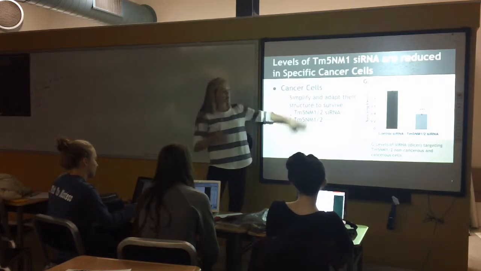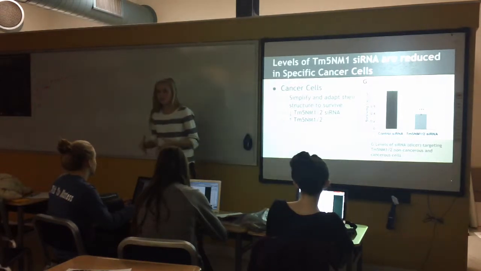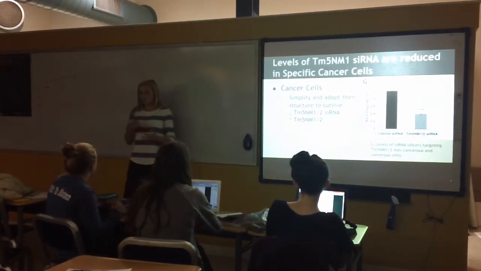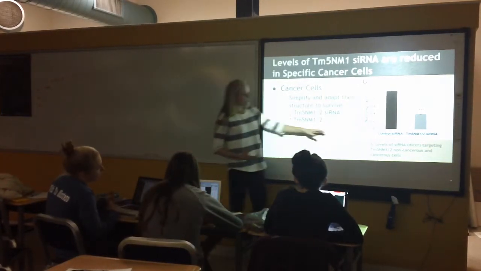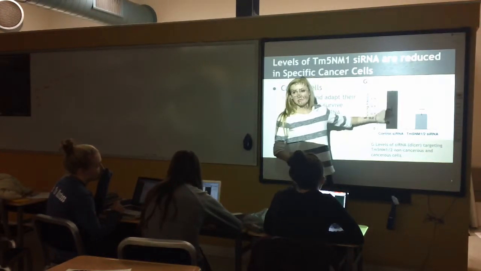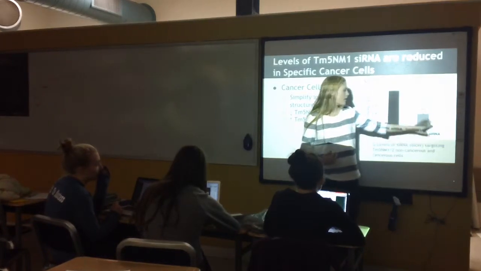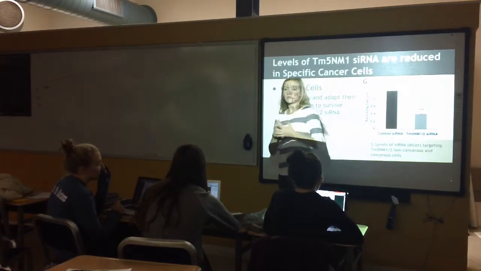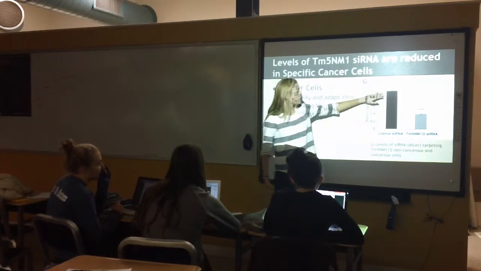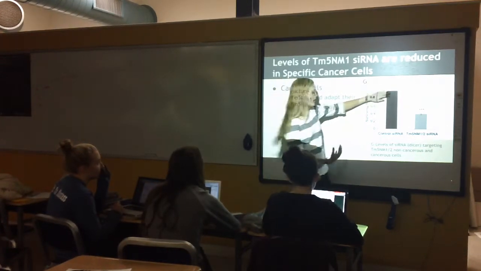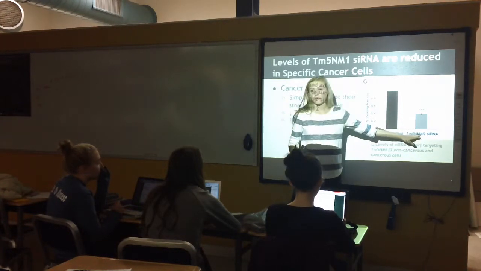Well, let's have a refresher first. siRNA is the process within a cell where the protein Dicer destroys any fishy copies of RNA. So what we're looking at in this graph is control siRNA in a non-cancer cell, and this is TM5NM1 siRNA within a cancer cell. What we're looking at here is the level of siRNA. As you can see, there's a much higher amount of siRNA within regular cells and a much lower amount of siRNA for TM5NM1 within cancer cells.